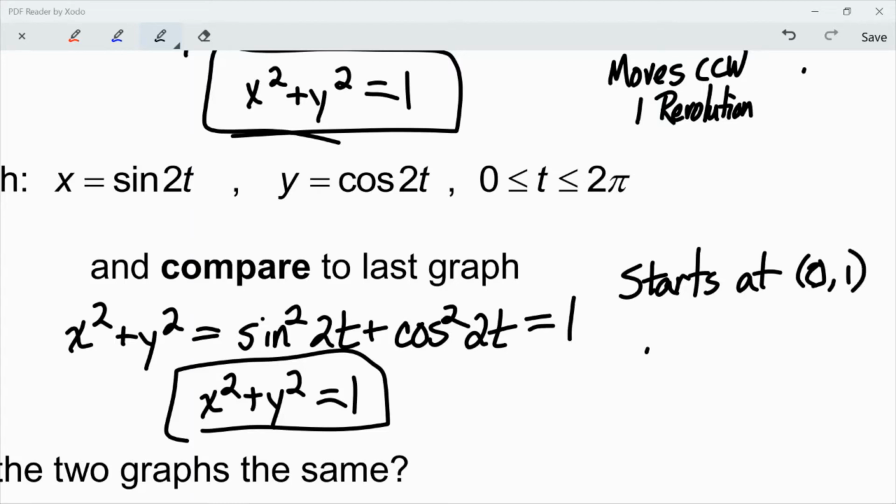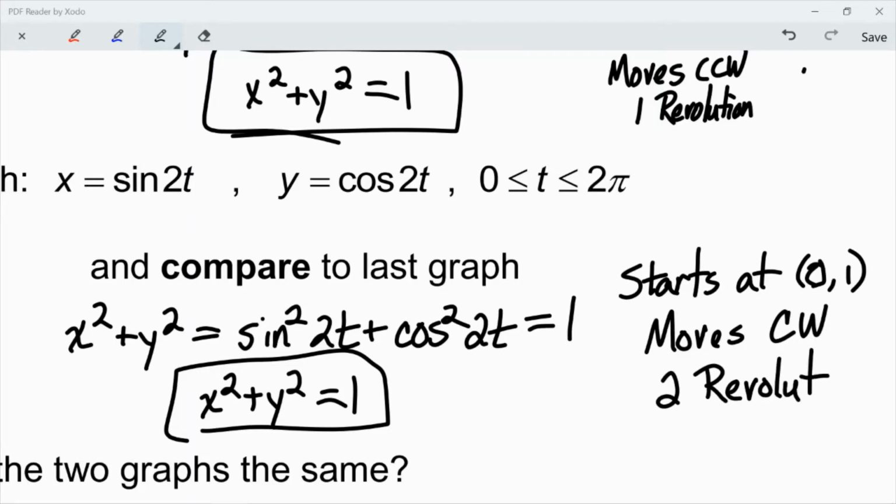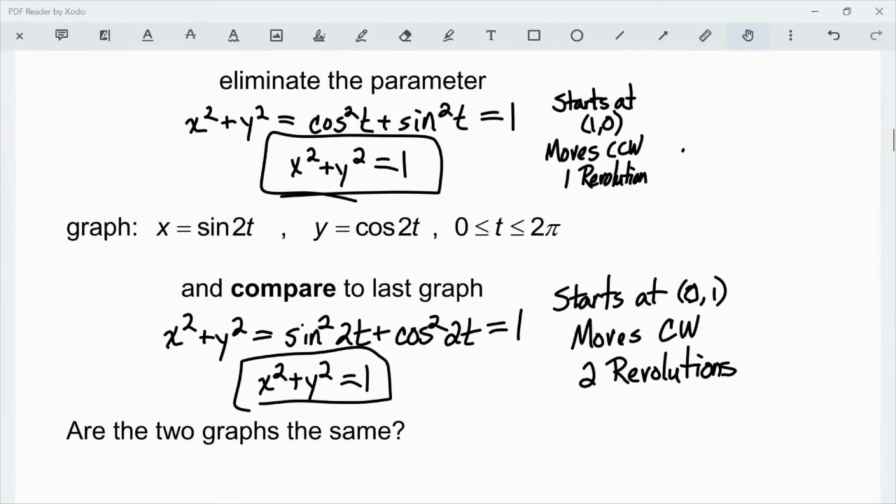And this time it moves clockwise and it made 2 revolutions. So yes, they are similar graphs, but they're not the same from a motion perspective. They're very, very different because they have different starting points. They have different directions. The only thing that is similar from a motion perspective is that the path they follow makes the same shape, that same circular shape.